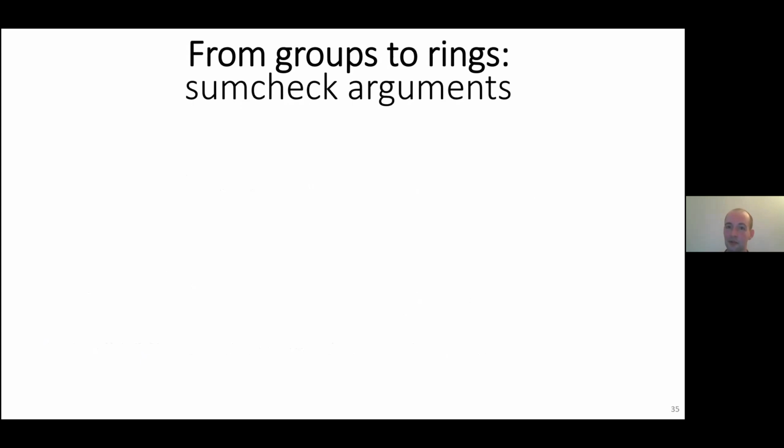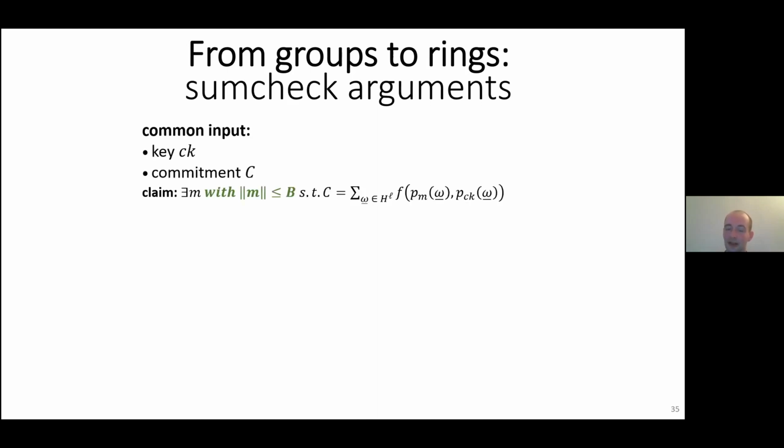Right, so the last protocol of the day is sumcheck arguments over rings and bilinear modules. And what we've got here is the same commitment and commitment key as common input, and a sumcheck-friendly commitment over a bilinear module would satisfy the same sumcheck relation. So the commitment would be a sum of polynomial evaluations, just like before. And the only extra requirement we have is that a message should be short, so that the norm of a message committed to inside the commitment should be less than a certain size bound.